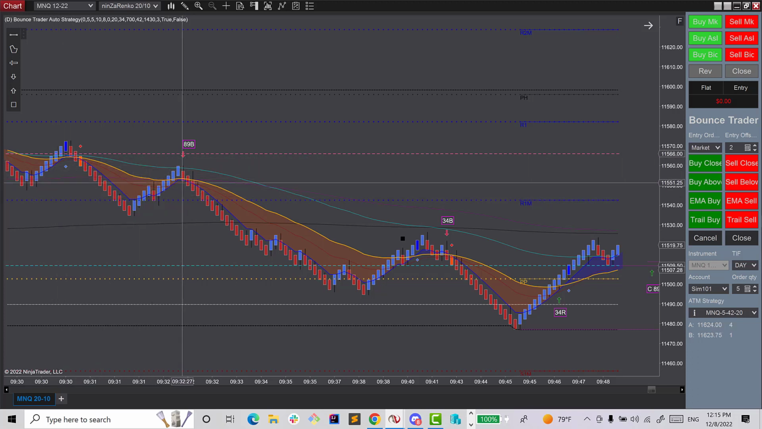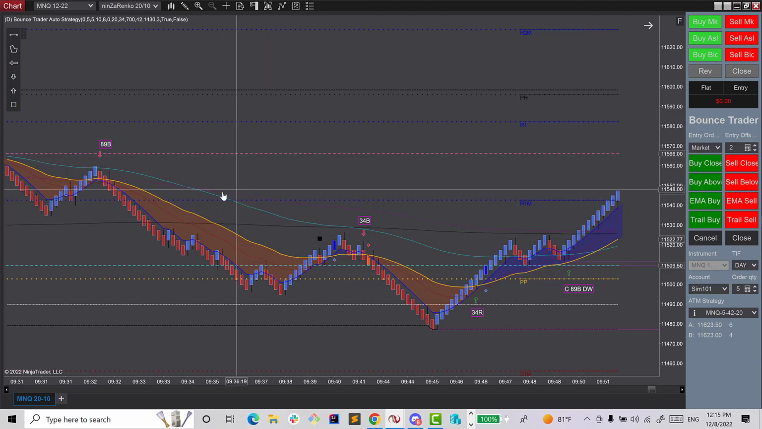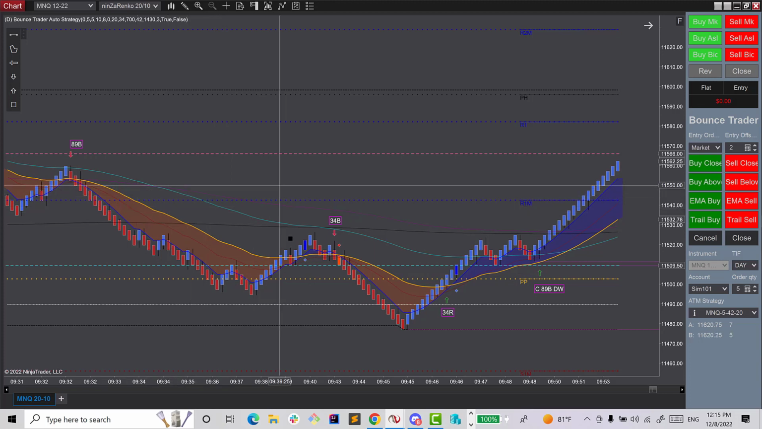This was a valid setup. This was a compound 34B. It's a bounce from 89, and it's also from 34, and it's also from 21. So this was a good solid signal. We're looking for 2 bars, we would end up here, but it ended up being a very good move.